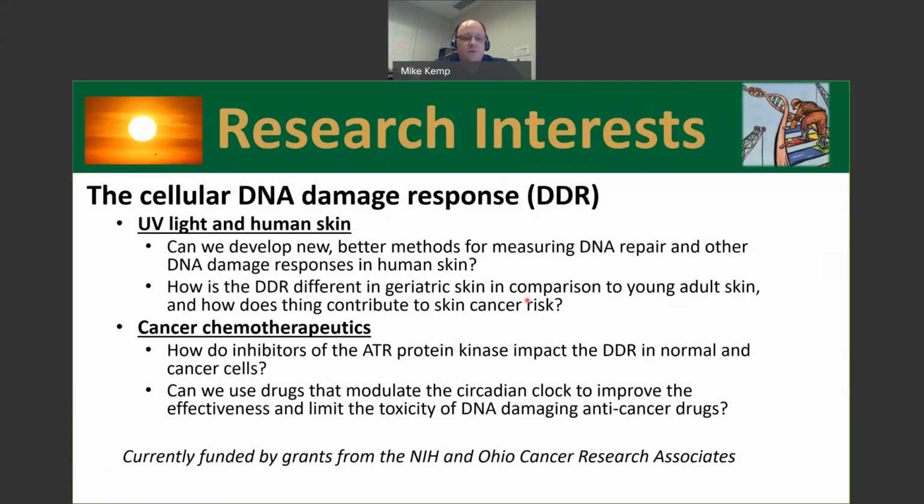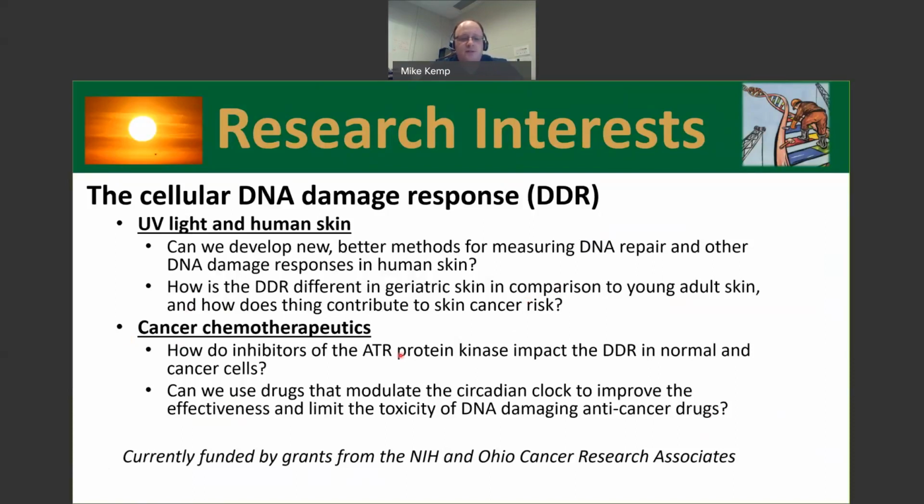A second major focus in the lab is on cancer chemotherapeutics. And in this topic, one of our major interests is in a protein kinase known as ATR that is known to be a global regulator of the DNA damage response in both normal and cancer cells. So we're trying to understand what ATR function is in that context.